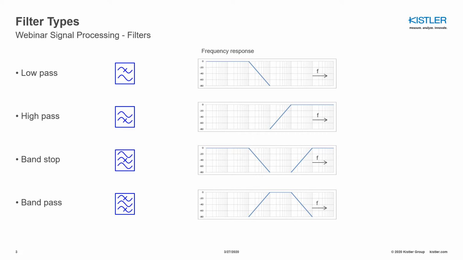When we have a look at the frequency response of the band stop, we clearly see that it's a combination of a low pass and a high pass, which means low frequency content is passed through this filter as well as high frequency content. However, there is a frequency band in the middle which is filtered. If we have a look at the band pass, which is basically the opposite of the band stop, again we see that it's a combination of a low pass and a high pass filter. However, in this case, low frequency content is filtered and high frequency content is filtered, and only a defined frequency band in between is passed through the filter.